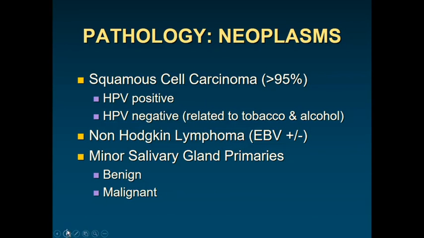I'm going to spend the rest of the time talking about neoplastic etiologies. In particular, we want to talk about HPV positivity and how it relates to staging. Then we'll spend a little bit of time on the other two primary malignancies of the oropharynx, which include lymphomas and minor salivary gland tumors, which there are both benign and malignant varieties.